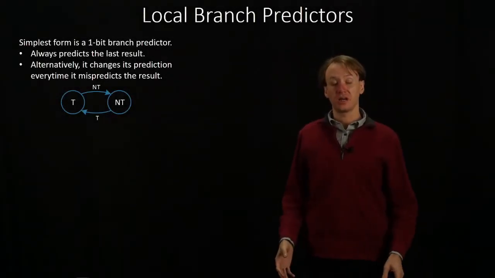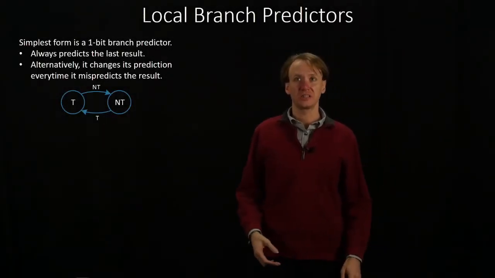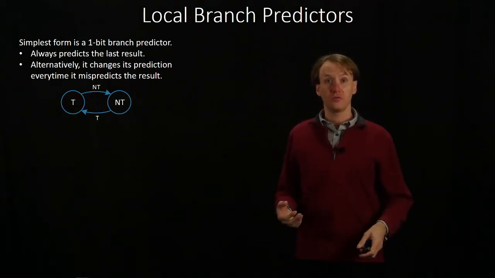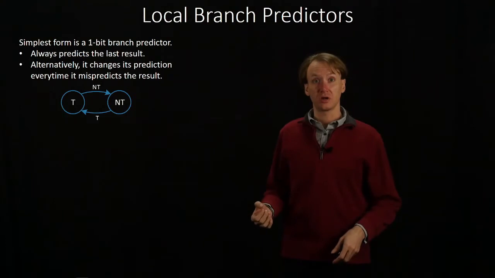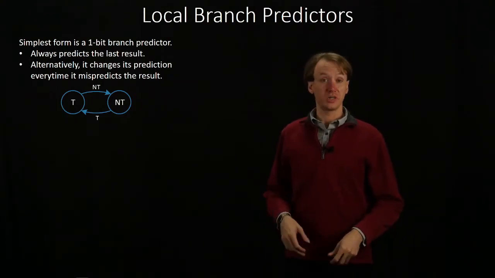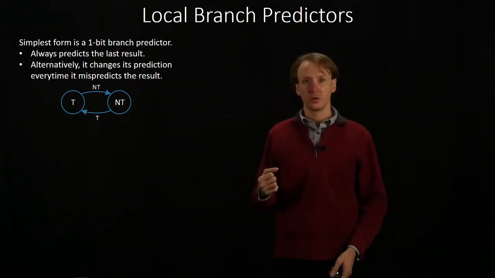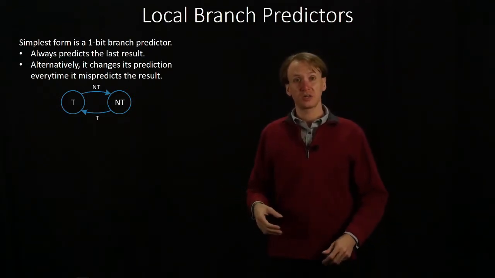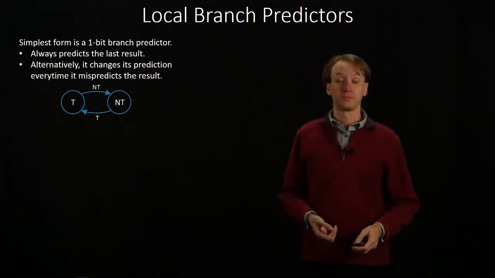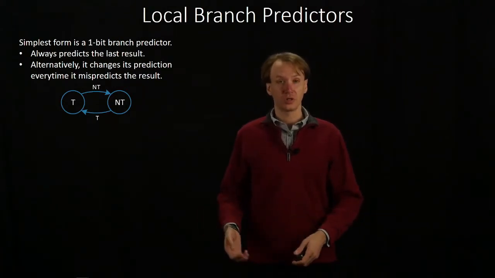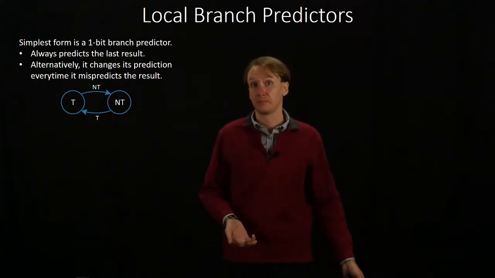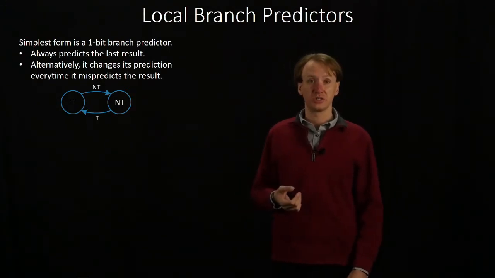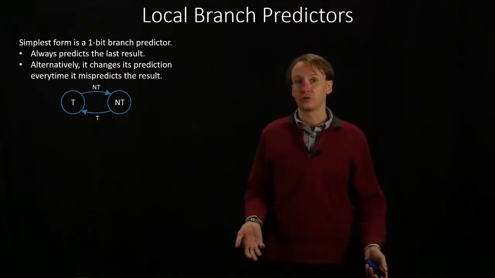The simplest type of dynamic branch predictor we can have is a one-bit branch predictor. This just keeps track of what this branch did the last time we saw it, and predicts that it will do it again. So if the last time we ran this branch, we took the branch, then we would just predict that we'll take it again next time. If we didn't take this branch last time, then we'd just predict that we won't take it again next time. Alternatively, you can think of this as changing its prediction every time it mispredicts the result.